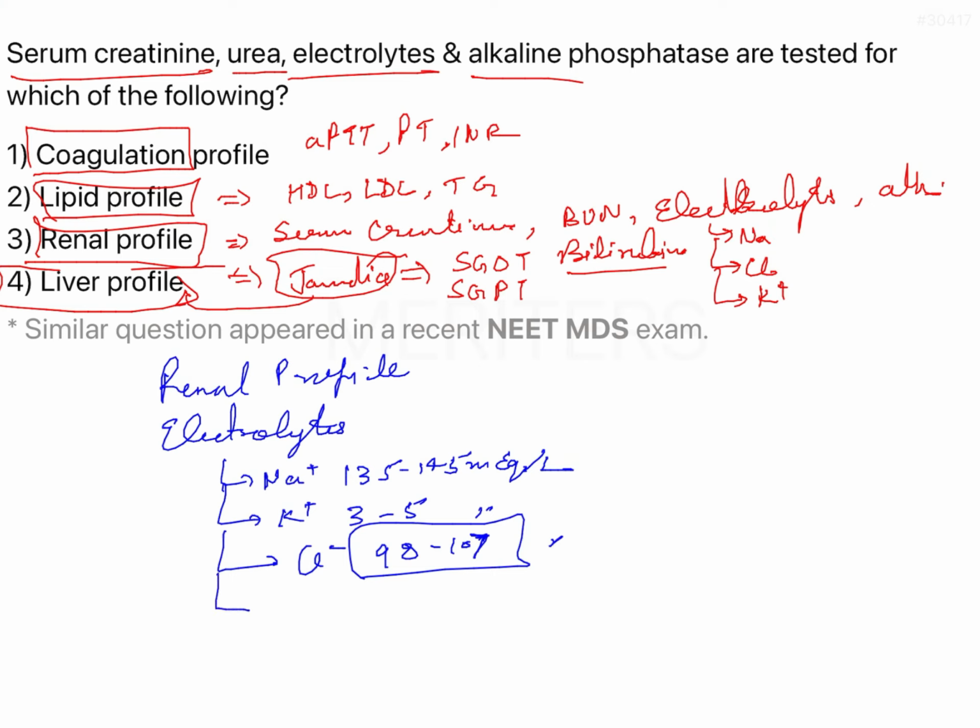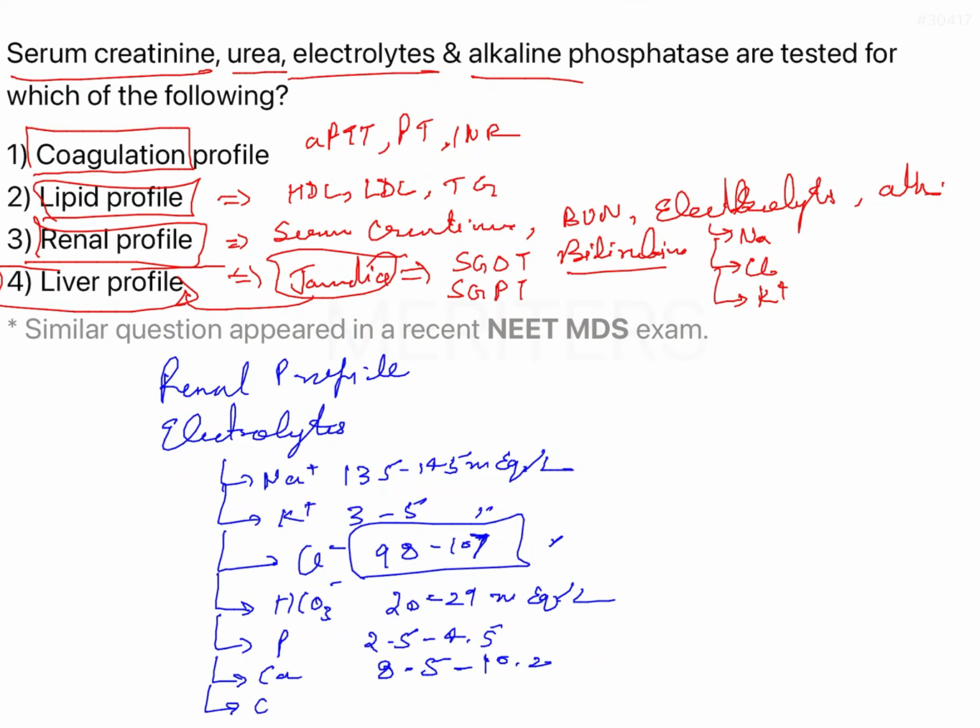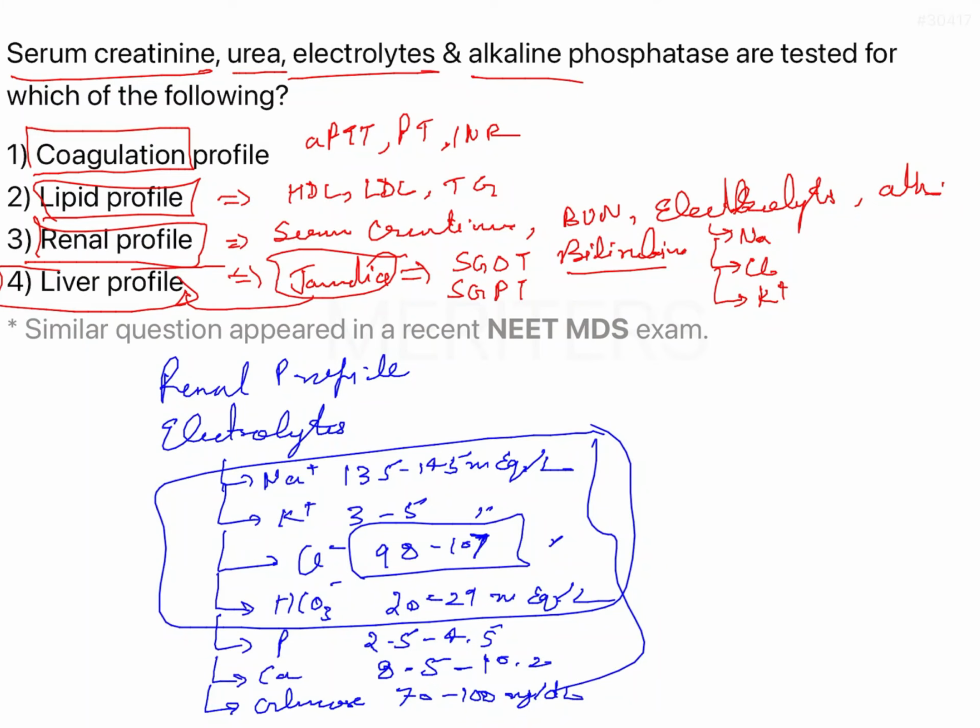Then yes, there are going to be bicarbonate levels. Bicarbonate levels will be what? 20 to 29 milliequivalent per liter. There can be phosphorus, that is 2.5 to 4.5. Calcium, that can be anywhere between 8.5 to 10.2. Then glucose can be there, that is 70 to 100 milligram per deciliter fasting. So these are certain levels which can be seen here, and most commonly these four levels are generally important.